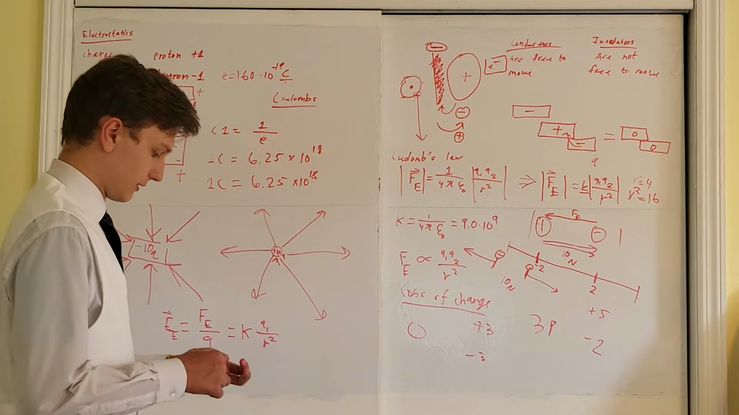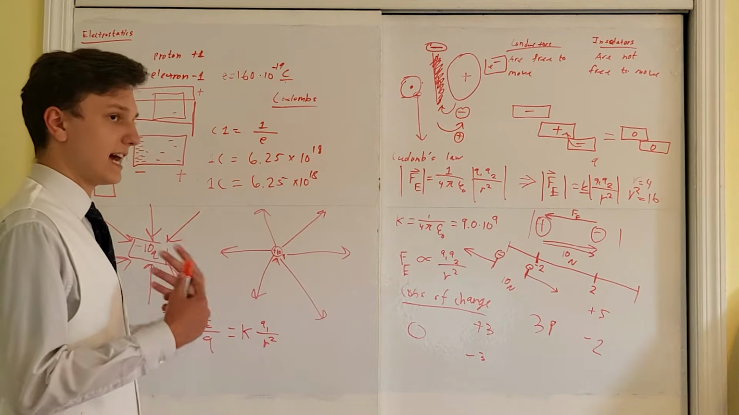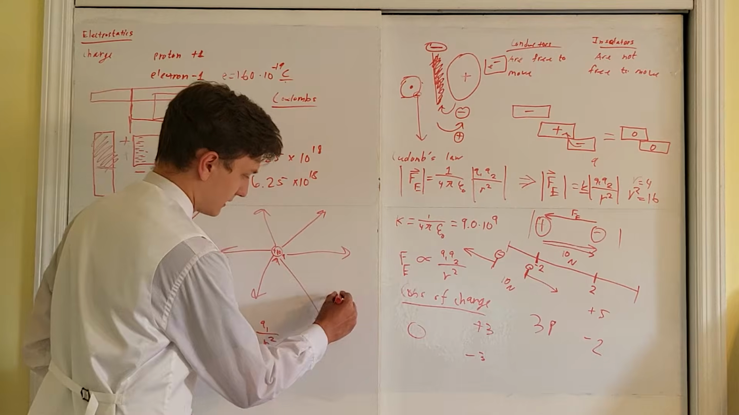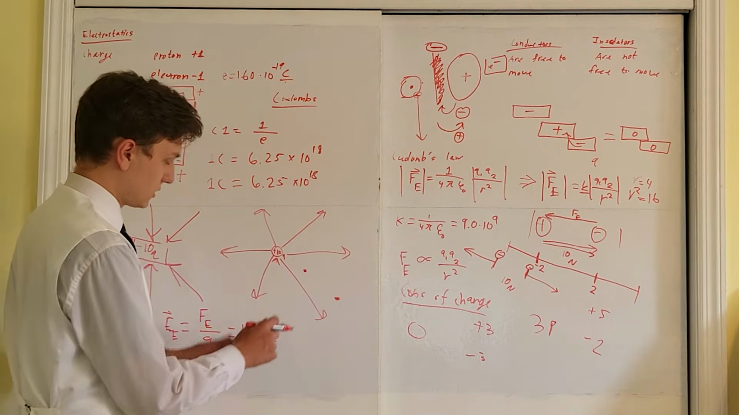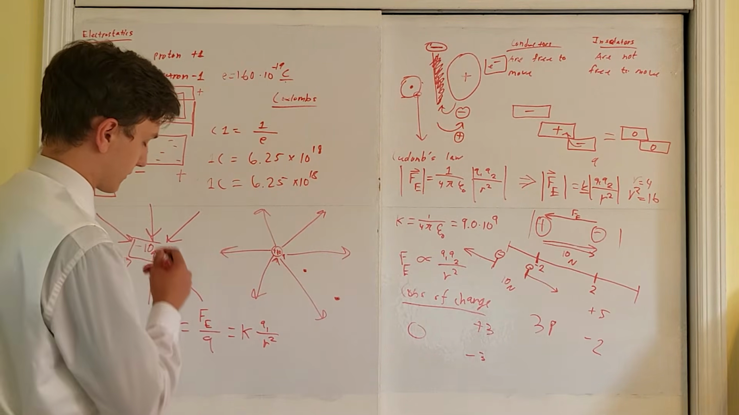Meaning electric field is evaluated at our particular point in space. So the electric field here is going to be different from the electric field here, okay? So you need to specify a point in space at which you are evaluating the value of the electric field.